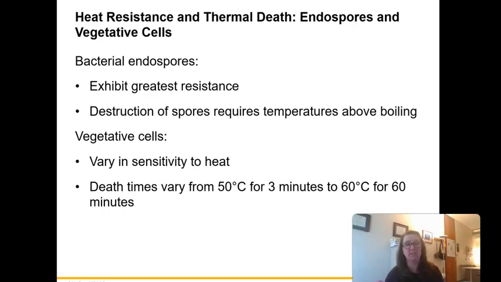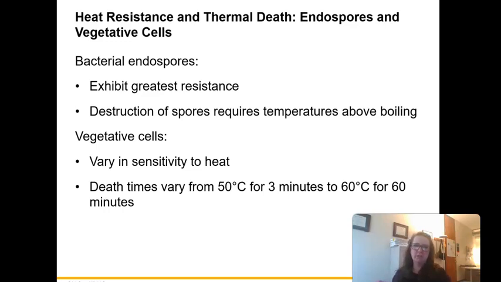Okay, so let's go back to this idea of what are we killing when we're doing this particular type of control method. So in particular our moist type of control, or those very lengthy dry control methods, we are going to kill our endospores, and we know that they exhibit the greatest resistance. So remember, that's our standard. We want to get rid of the endospores. If we're getting rid of the endospores, then we're getting rid of all the vegetative microorganisms as well.